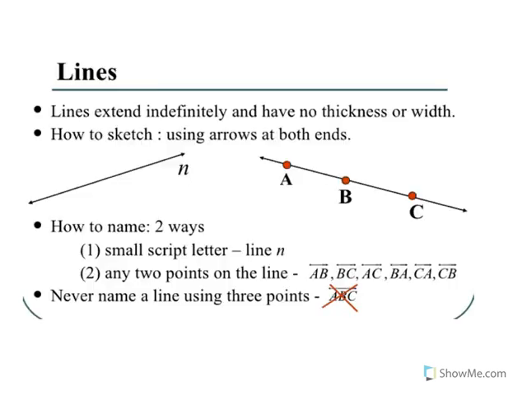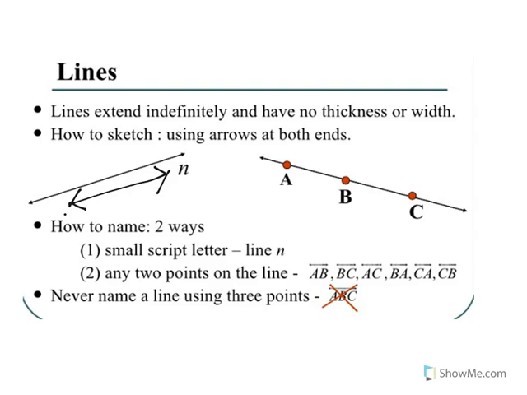Okay, the next topic is lines. A line extends indefinitely and has no thickness or width. To sketch a line, we use arrows on both ends. So this is called line N. Make sure that when you draw, you draw the two arrows.